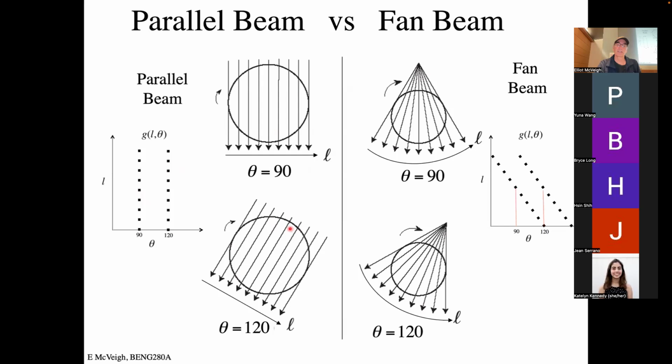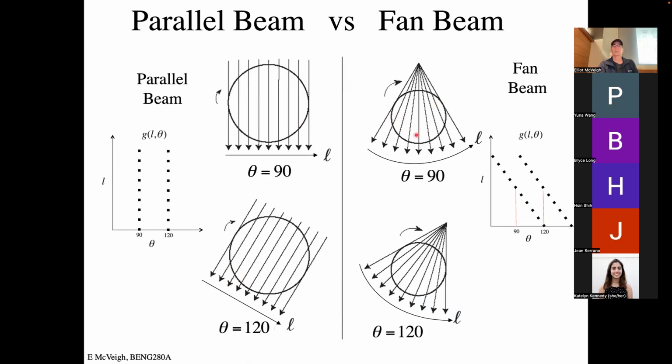Okay. I changed the angle to 120 degrees. So at 120 degrees, I map out those measurements again. In this way, I'm going to fill in G(L, theta) on a 2D plane, just by clicking through those angles.